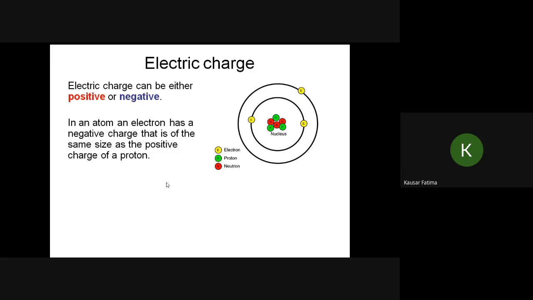So the atom is neutral. But when an electron is gained or lost, that will cause the atom to become either positive or negative. If an electron is lost, the atom will become positively charged because there will be fewer electrons compared to the number of protons. And if an electron is gained, there will be more electrons, so the atom will become negatively charged.